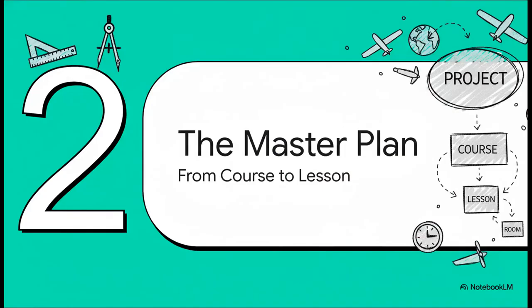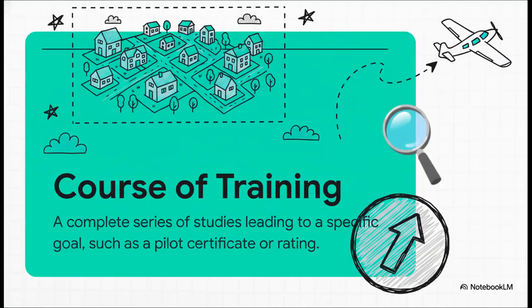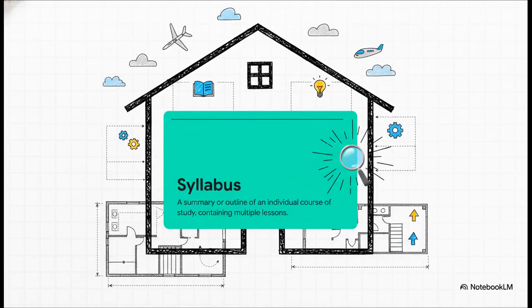With that foundation solidly in place, let's pull back and get the architect's view. We need a master plan. We're going to start at the highest level, the entire project, and then drill down to the nitty-gritty of a single room. So the highest level is the course of training. You can think of this as the entire housing development. It's the whole program, the big picture, all designed to get a student to a major goal, like earning their private pilot certificate.